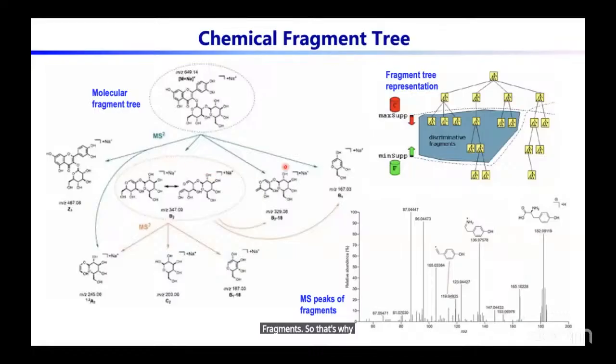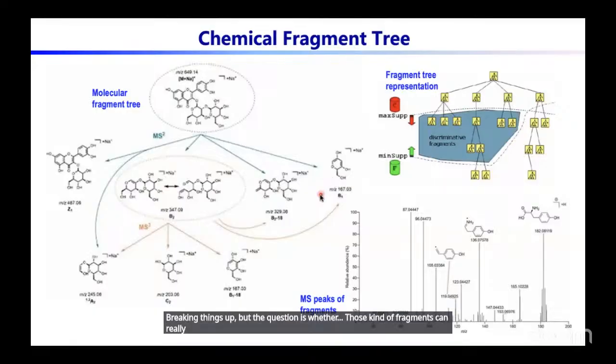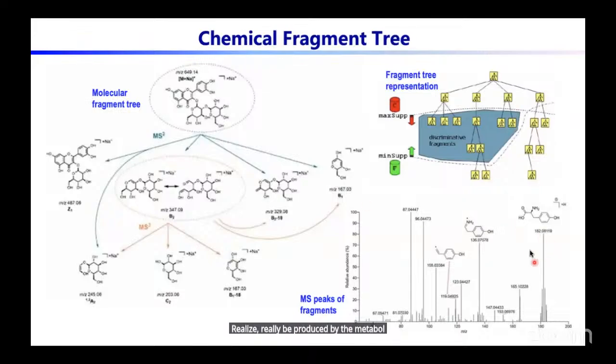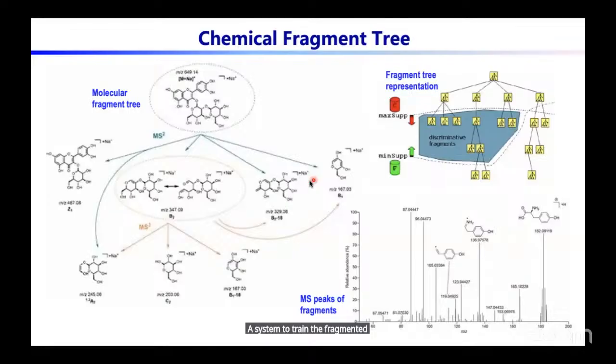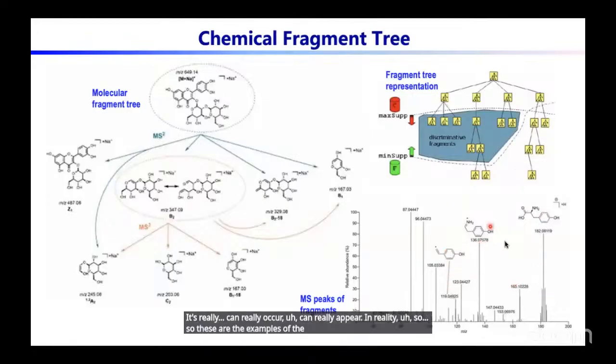That's why it forms a so-called fragment tree. You can see there are multiple ways to break up the metabolites into this kind of tree structure. So you need a fragment tree representation to represent all possible fragments. Theoretically you can break things up, but the question is whether those fragments can really be produced by the metabolic machinery. So you need a system to train the fragment tree, to make sure the fragment tree you generate can really appear in reality. These are examples of the peaks of the fragments.